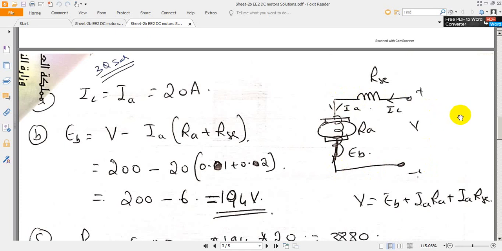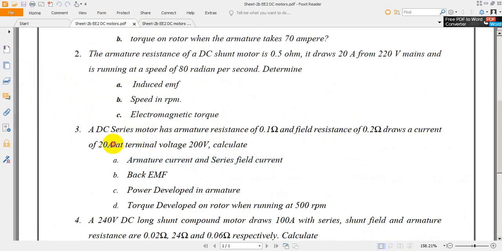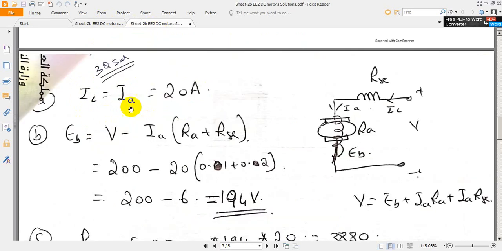To make this machine run as a motor, we need to give a power supply. When we give the supply voltage, current flows through this. Current flowing through the armature winding and current flowing through the field winding is the same. Both are in the same direction and the current magnitude should also be the same. So we can write line current and armature current both are the same. It is given as 20 amperes. So both will be the same.